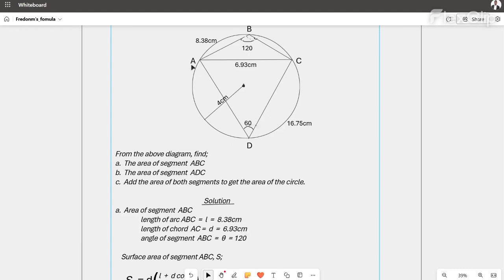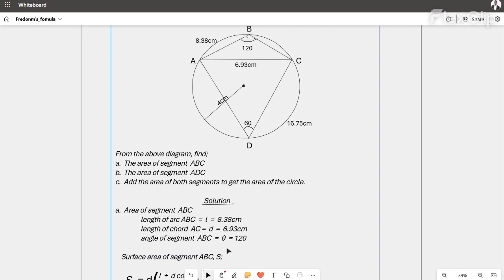This length of chord here, AC, this line here, is the length of chord of this minor segment. Then angle of segment ABC, let's call it theta, is equal to 120 degree. The angle of this segment ABC is 120 degree. Now surface area of segment ABC, S.